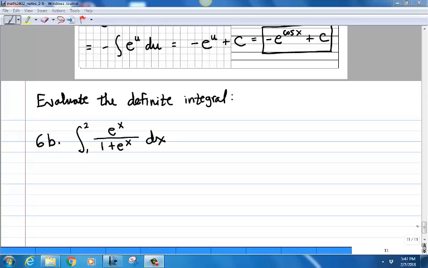Okay, let's switch gears in this example, and instead of finding an indefinite integral, let's evaluate this definite integral. So we're going to come up with a numerical value as our answer to this question, right? But of course, to evaluate the definite integral, we know by the fundamental theorem of calculus version 1 that we need to find the antiderivative of this integrand, which is e to the x over 1 plus e to the x. So I'm going to find this antiderivative by substitution, of course.